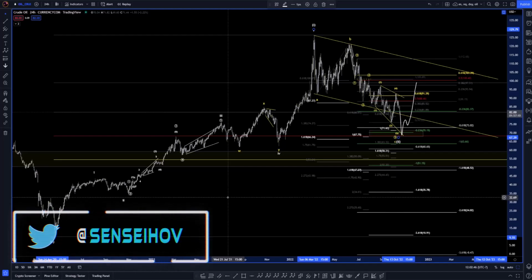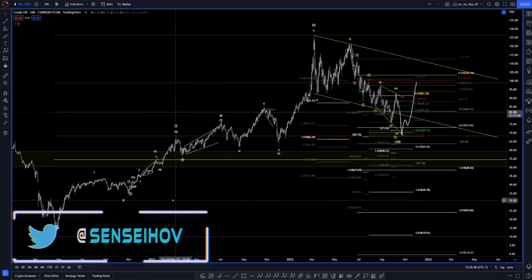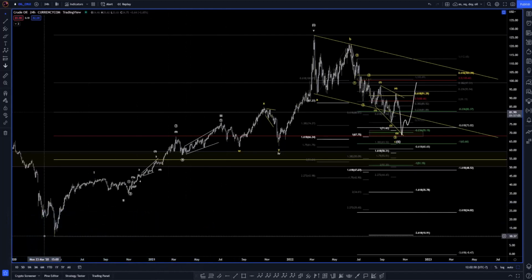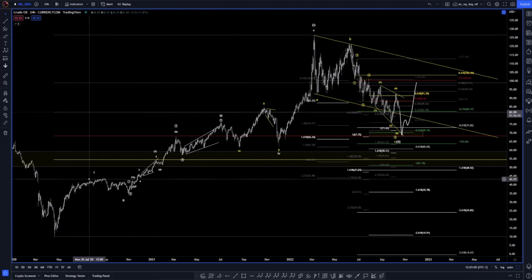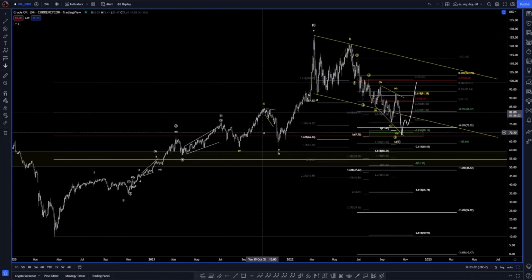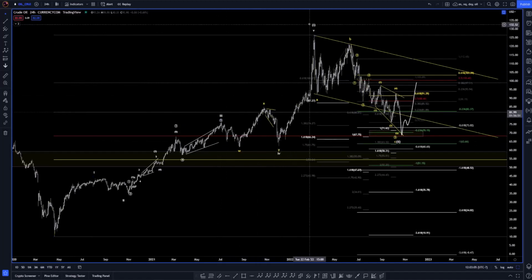But as you can see, I have this as a completed impulse from our low way back in 2020 to where price pretty much went negative. It broke all the lows. So this is what we're focusing on. And this is where I had a 1, 2, 3, 4, and 5. We get that extension in the 5th.